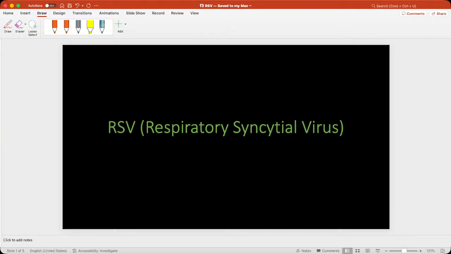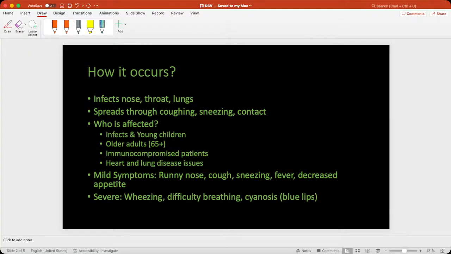Well, it's mainly going to infect the lower respiratory part of the system. It's going to infect the nose, the throat, the lungs. It can spread through coughing, sneezing, and it can be very severe eventually.